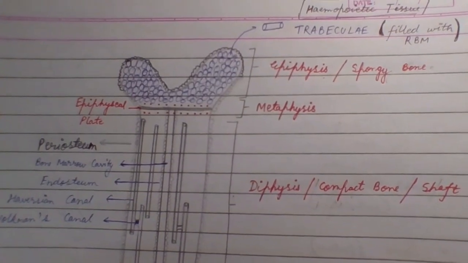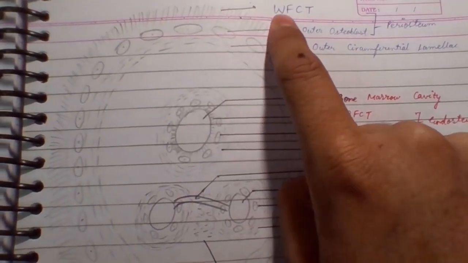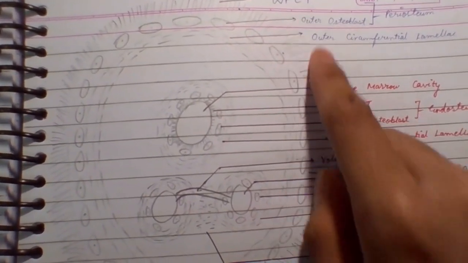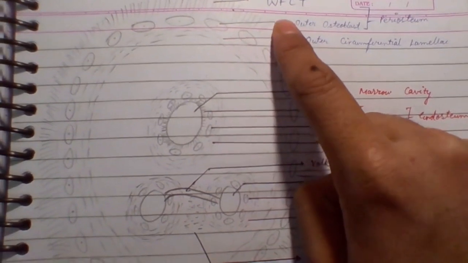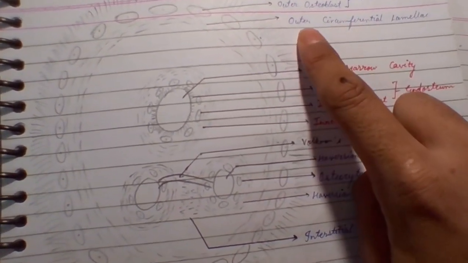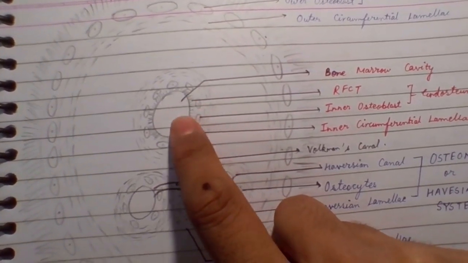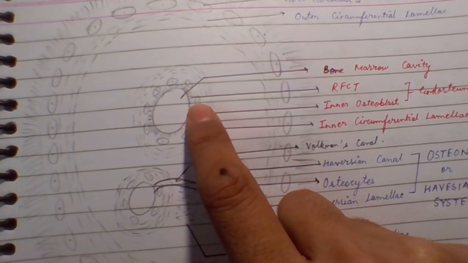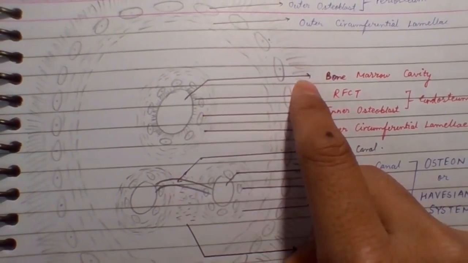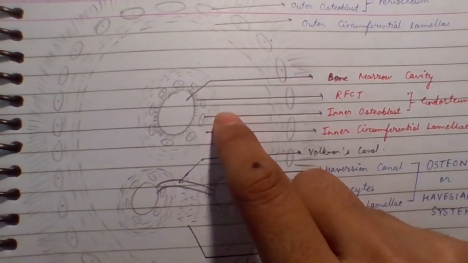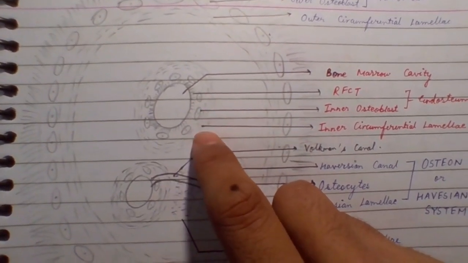Okay, now let us see the dissection of our bone. See here, this is our dissection of the bone. This is white fibrous connective tissue or periosteum. Okay, now there are osteoblasts present inside the WFCT, and which forms the outer circumferential lamellae. Okay, now this is the bone marrow cavity. Okay, now this is reticular fibrous connective tissue, and this is inner osteoblast. See, there are two different layers of osteoblast, so this is known as outer and this is known as inner. And the lamellae produced by the inner osteoblast is known as inner circumferential lamellae.